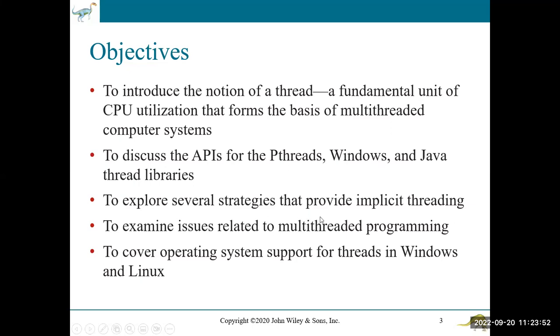We're going to explore several strategies that provide for implicit threading and look at multi-threaded programming, and then review support for threads in Windows and Linux. Any questions about our goals?